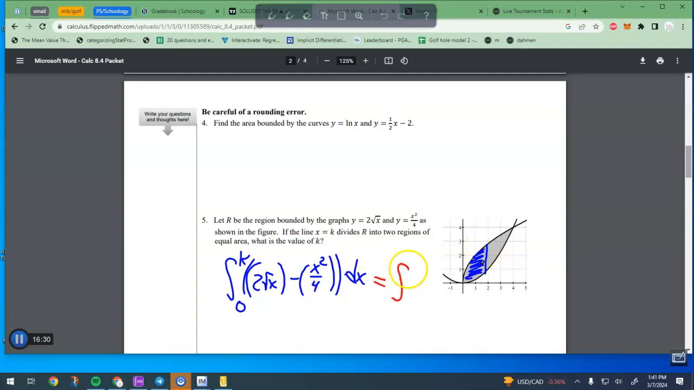That has to equal the integral from k to 4 of the same thing. So that's the red part. So going from 0 to k gets you here, k to 4 gets you there, and 2 equal regions mean they've got to be equal, they've got to be the same.